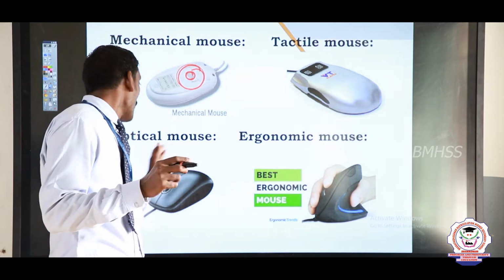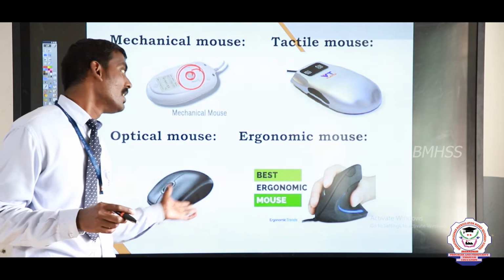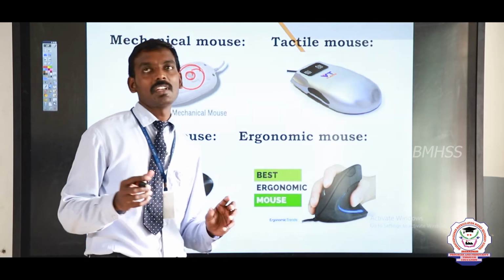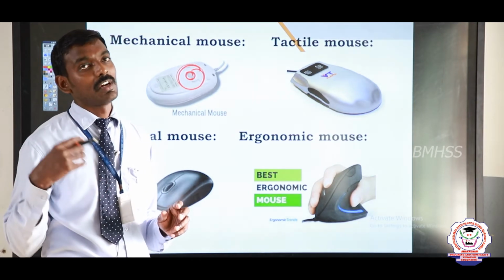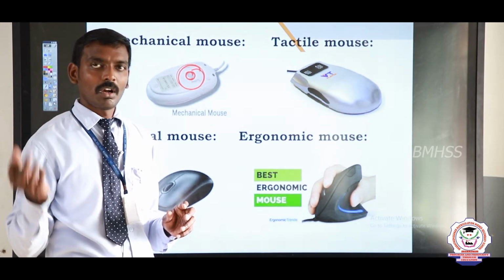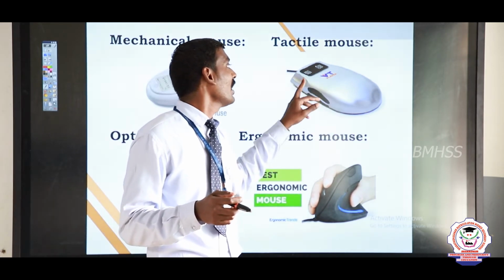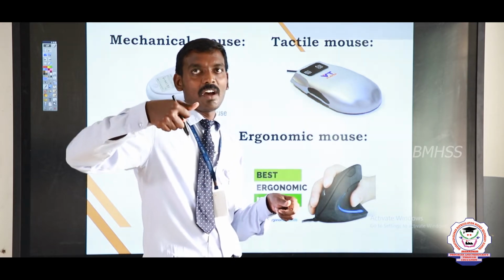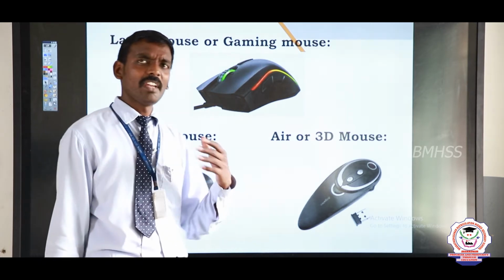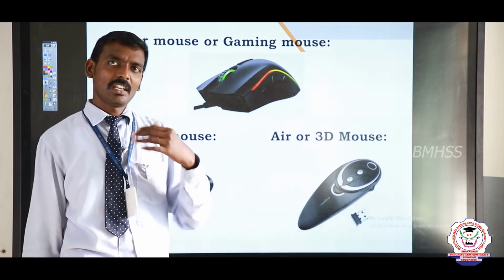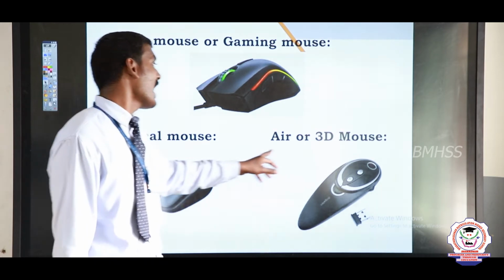And next one, optical mouse. Optical mouse is also used nowadays, and the laser mouse is also the same. And the ergonomic mouse is used in some advanced techniques, for what purpose? It is used in gaming, TV shows and the movie industry. And then the tactile mouse, the difference is that we press the button with the form of a finger. Next, these are the gaming mouse. Gaming mouse we can use nowadays in real time, in our lab and your home also, no problem. And air mouse or 3D mouse.